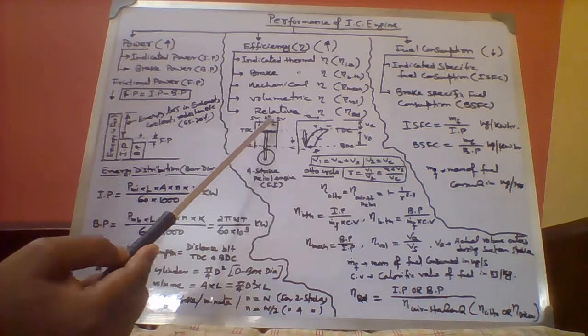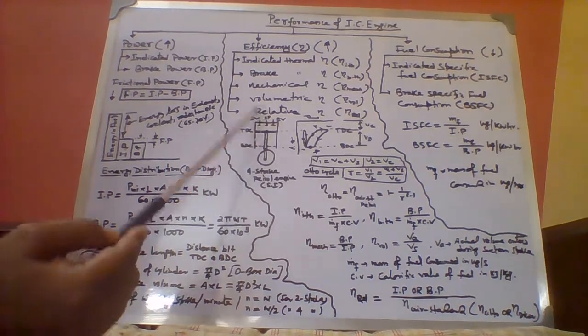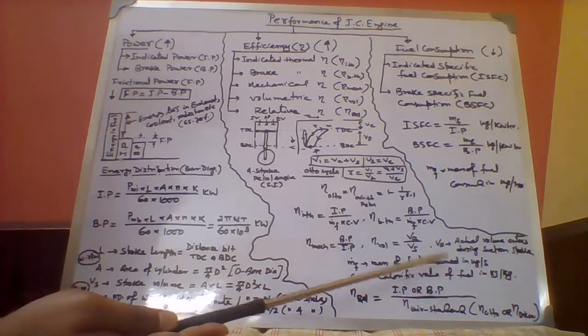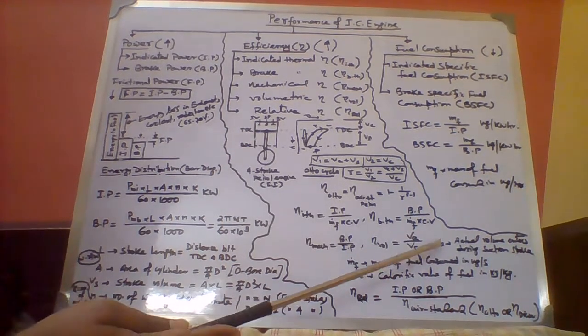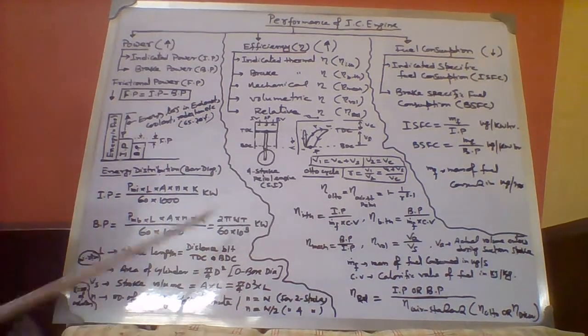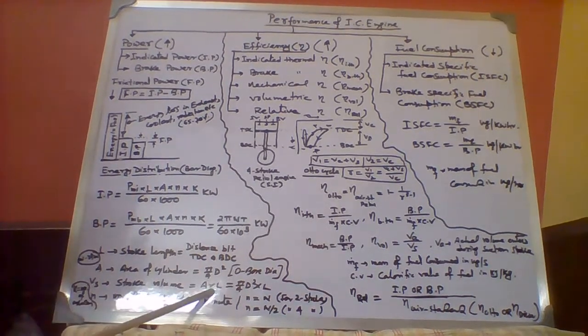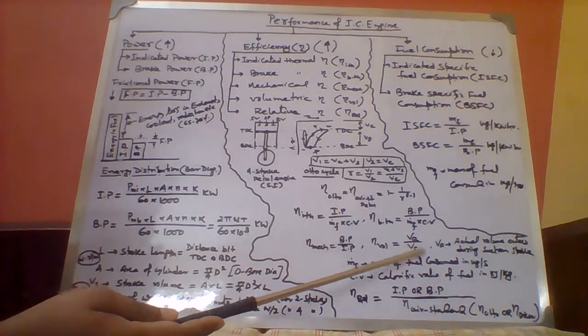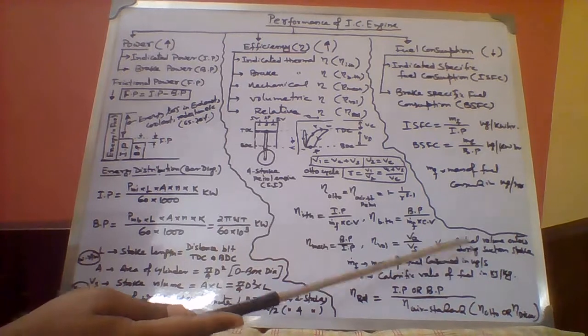During the suction stroke, that means when air moves from the outside to the inside of the cylinder, the actual volume entering during the suction stroke is compared with the swept volume VS. Because VS we have already shown, stroke volume is equal to A into L, that is pi by 4 d square into L. So VA by VS, where VA is the actual volume entering during the suction stroke.